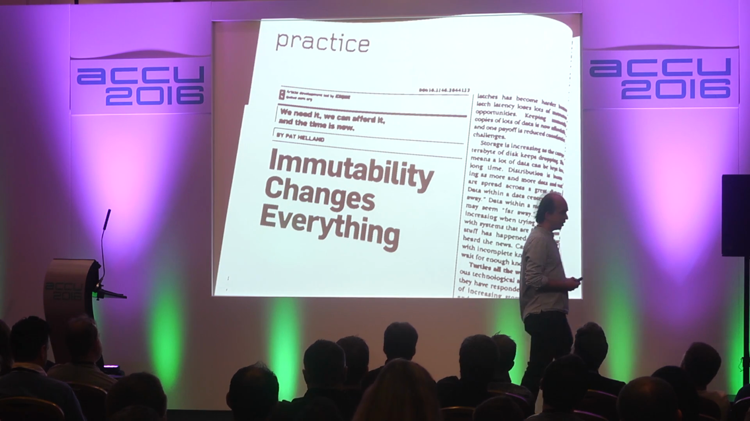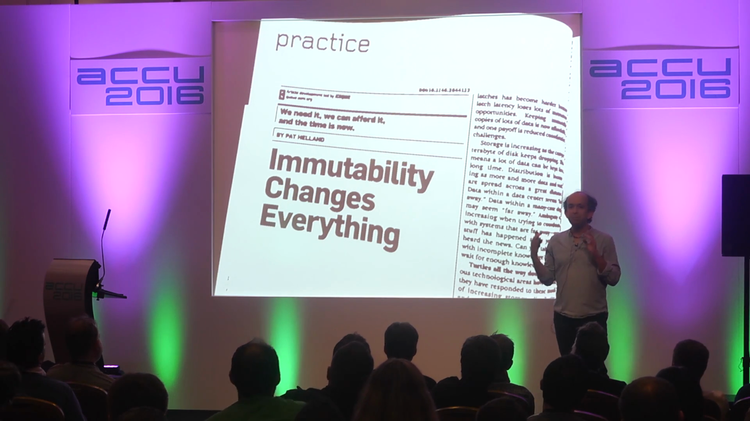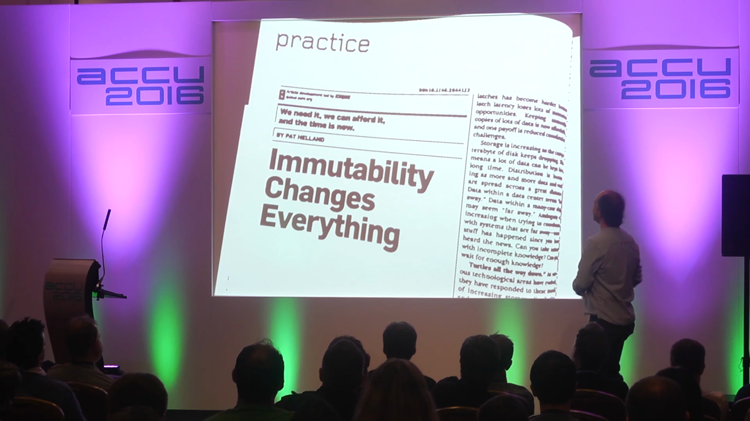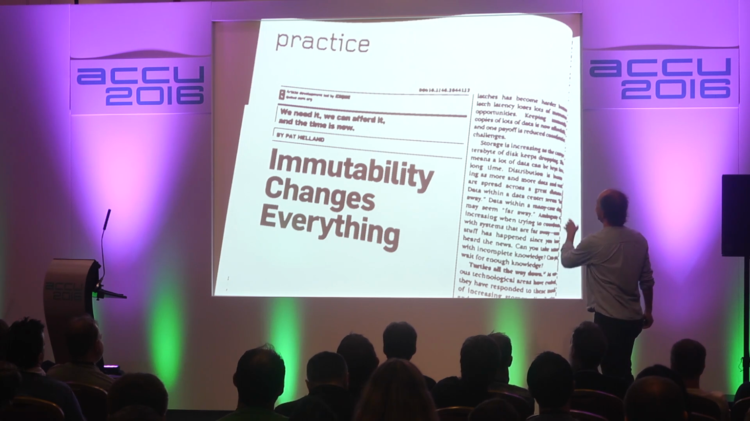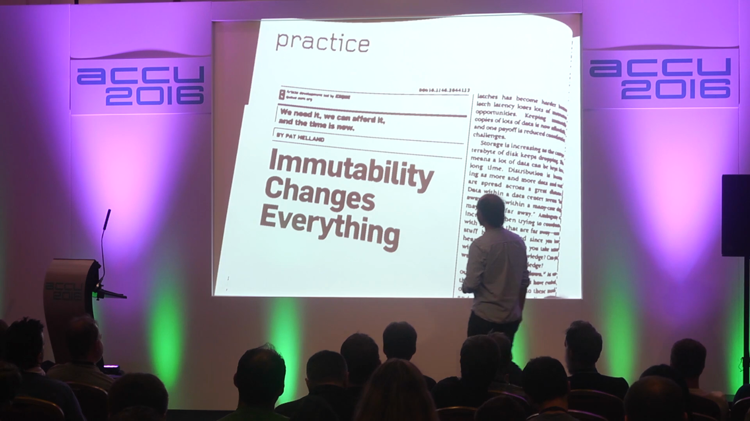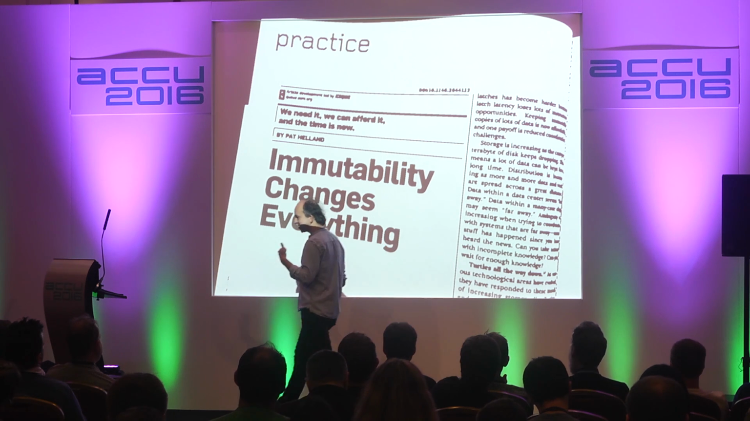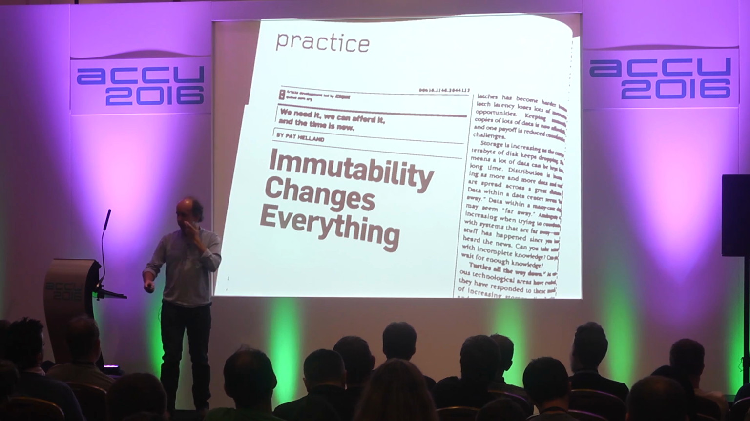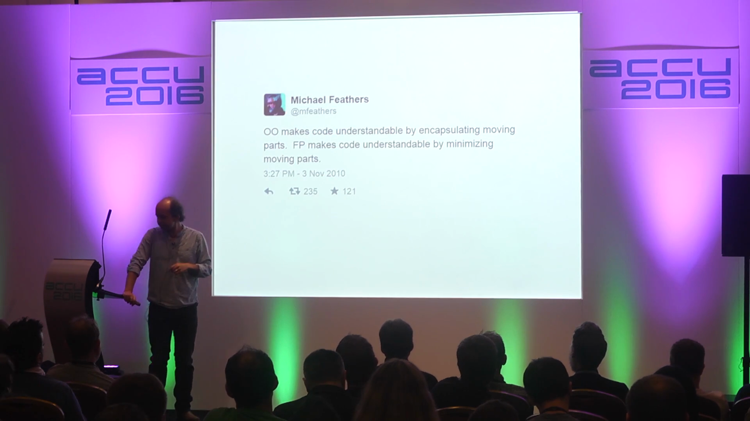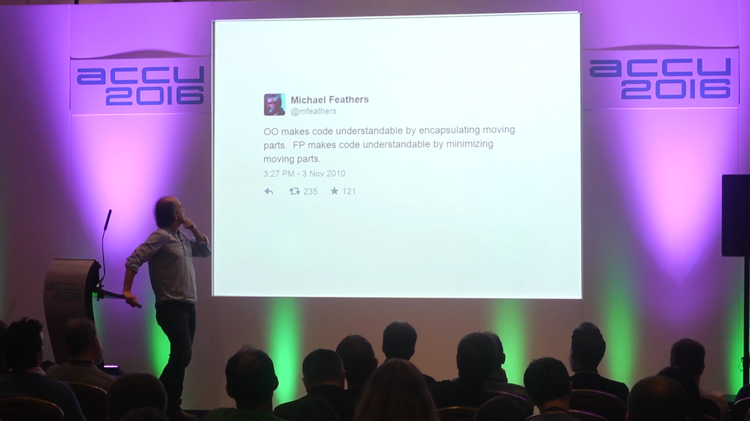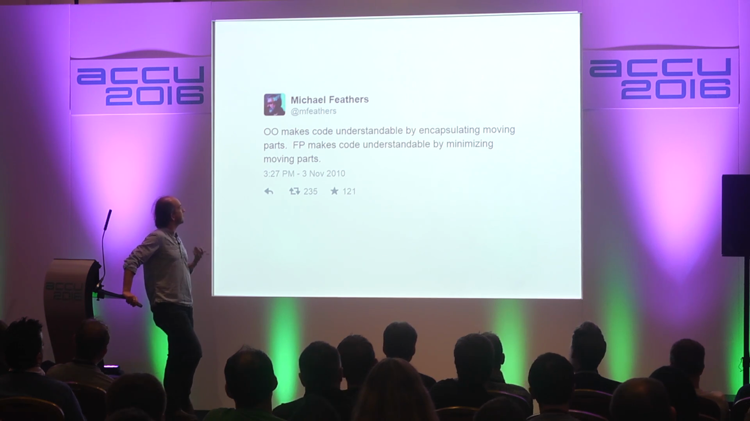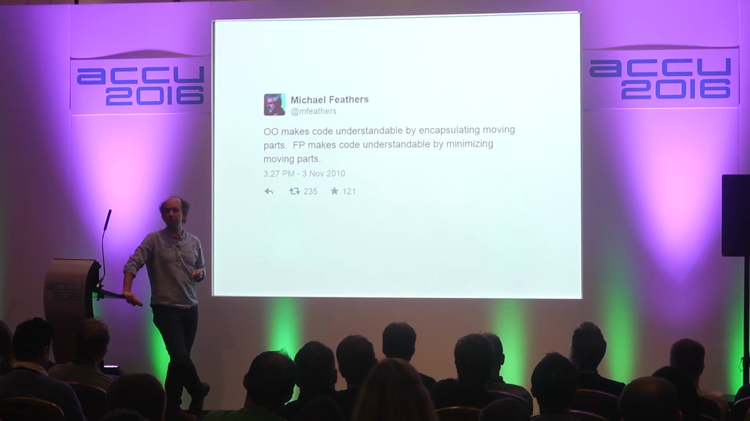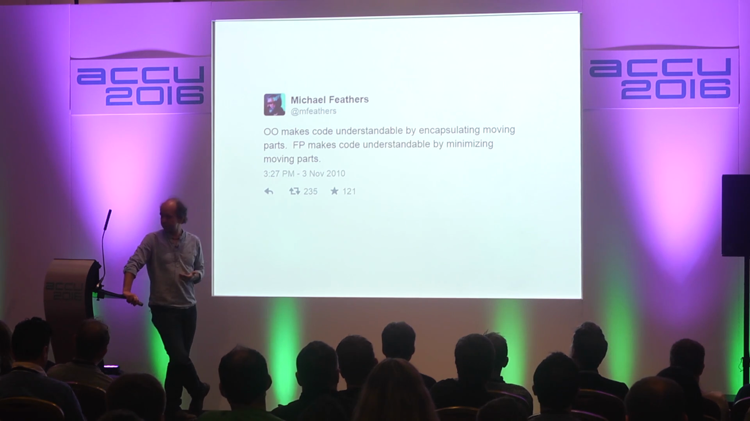Let's do something slightly different. This is just one of the best article titles: Communications of the ACM, January this year. Immutability Changes Everything. Well done, Pat Helland. That is just a superb title. So let's reason about this a little more clearly. Michael Feathers made a very good observation a few years back. Object orientation makes code understandable by encapsulating moving parts. Functional programming makes code understandable by minimizing moving parts. And this is true of many declarative approaches.